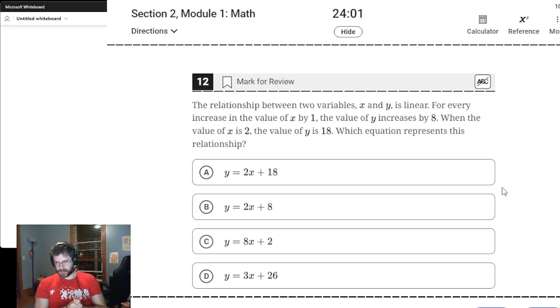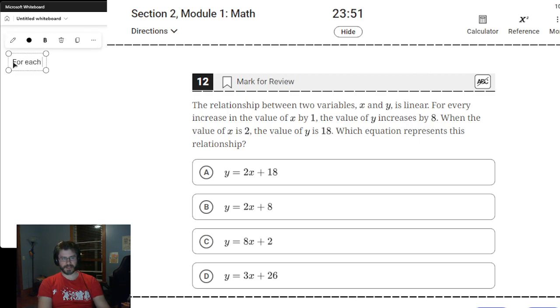They tell us it's linear. Every increase of x by 1, the value of y increases by 8. We should memorize that formula: for each increase of x by 1, y increases by m, where m is the slope in y equals mx plus b format. I'm going to type it out over here. So they're basically telling us that the slope is 8.